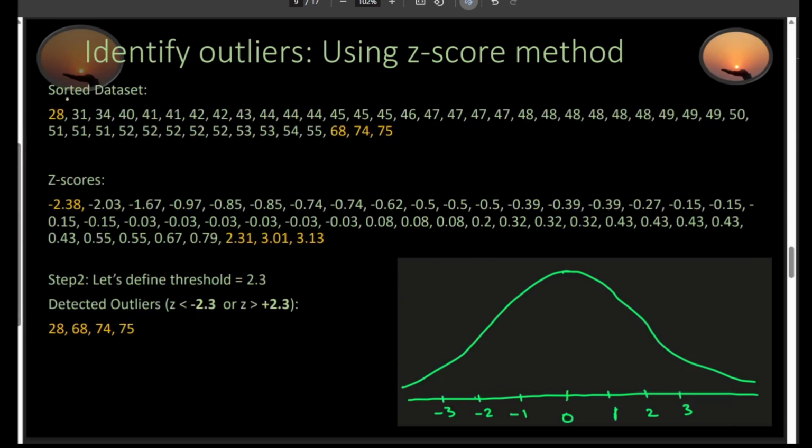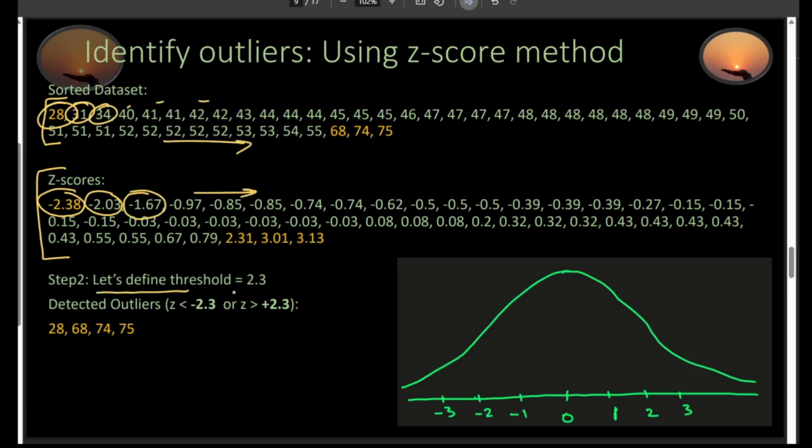Now you have this data right here. This is your original data, and now you have calculated all the z-scores. For 28, my z-score is minus 2.38. For 31, my z-score is minus 2.03, and for 34, my z-score is minus 1.67, and so forth. These are my data, and these are my z-scores for each one of these points.